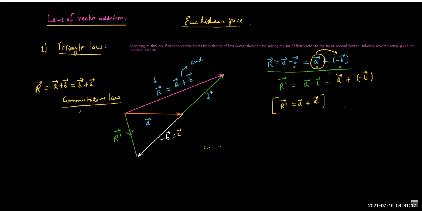So you may be thinking, what's the big deal about A plus B equals B plus A? It's ridiculous, it's common sense. A plus B and B plus A are equal. But it is not. You will be surprised to know that it is not always true in vector algebra. In vector algebra, things are not always commutative. For example, I'll give you a simple example, so you can relate.